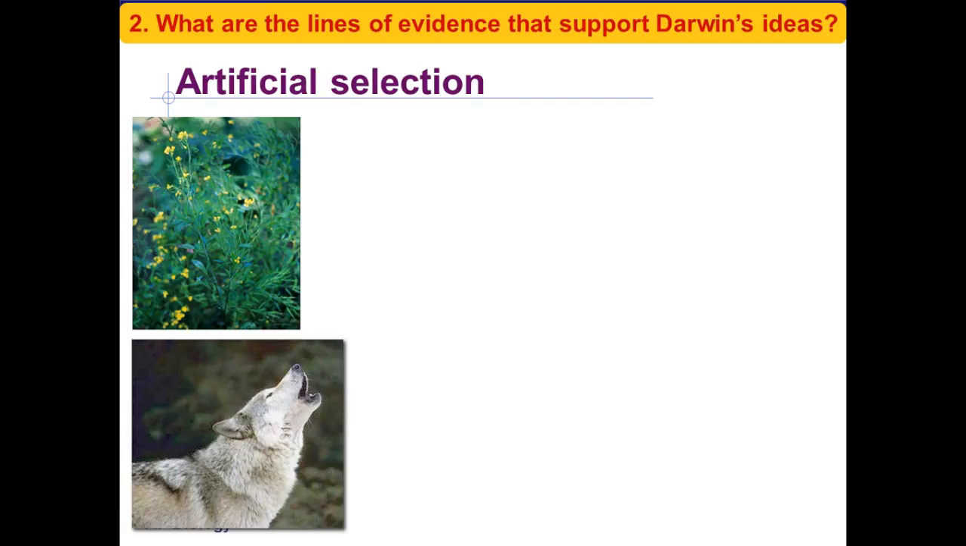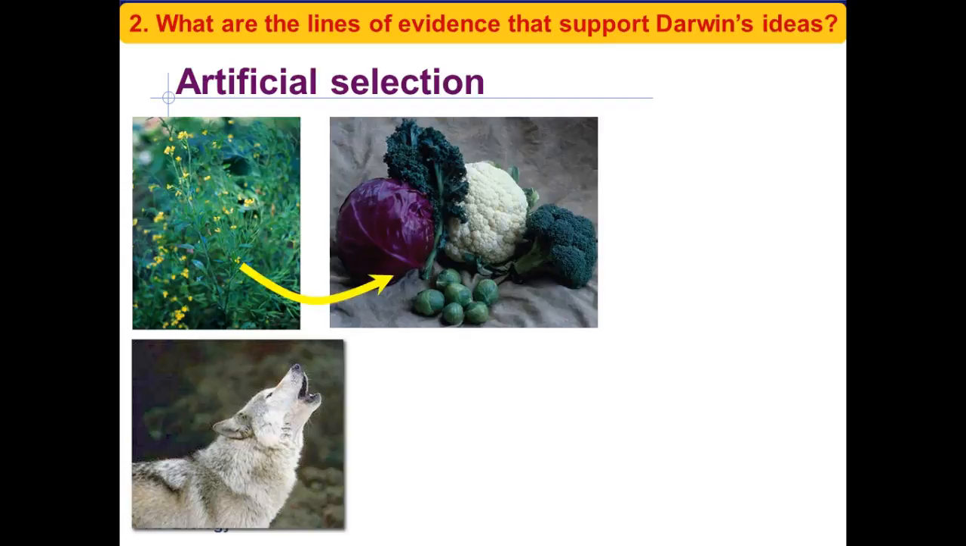The second line of evidence is artificial selection. This is change in a species over time, but not directed by agents of nature like weather or predators, but instead by human intervention. Humans are deciding which are desirable traits, and so humans decide which individuals get to reproduce and pass on those traits to their offspring.